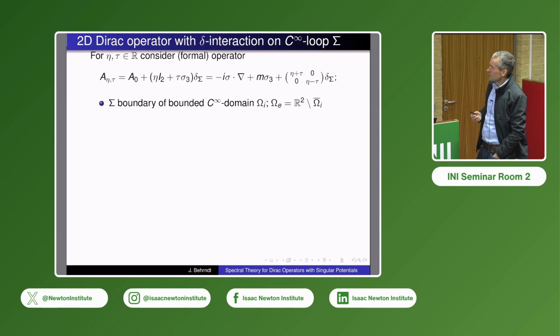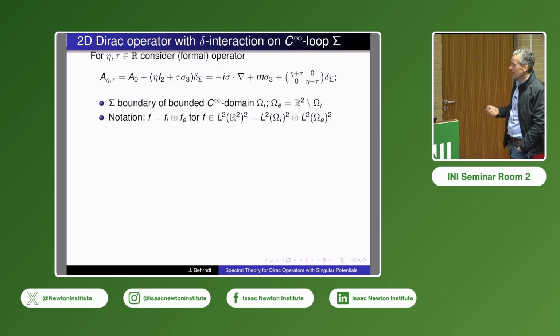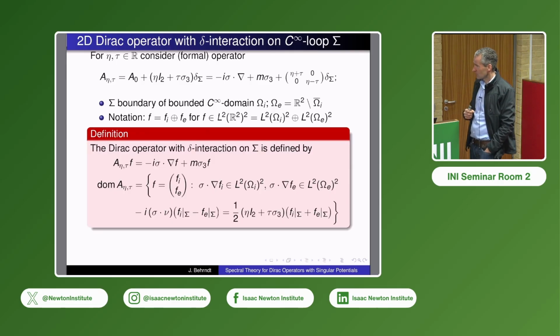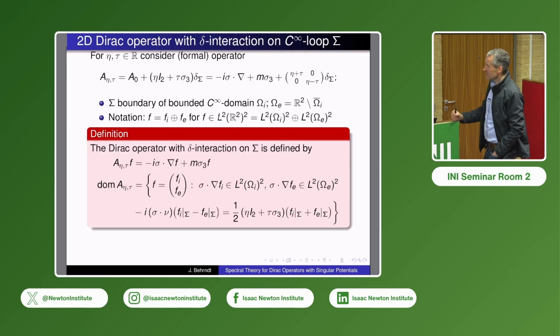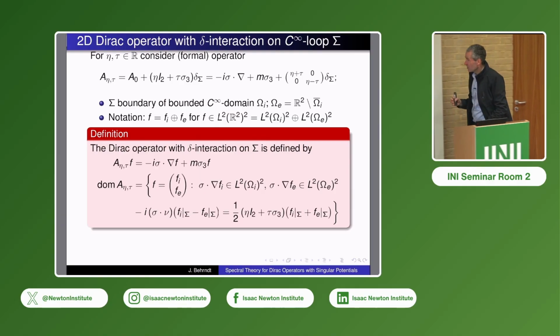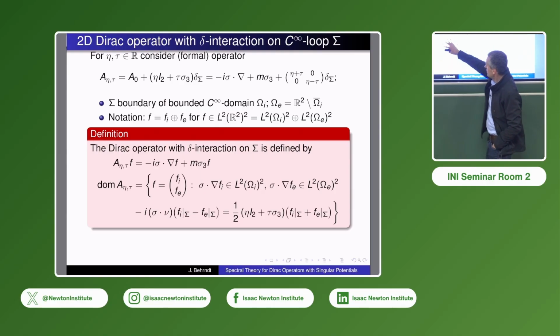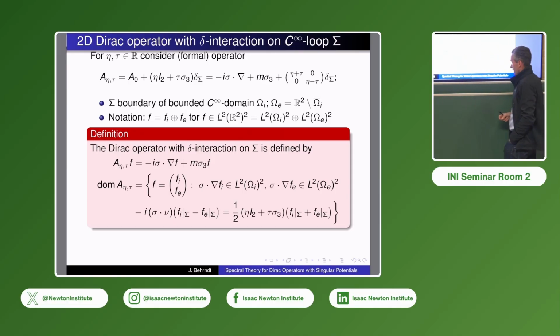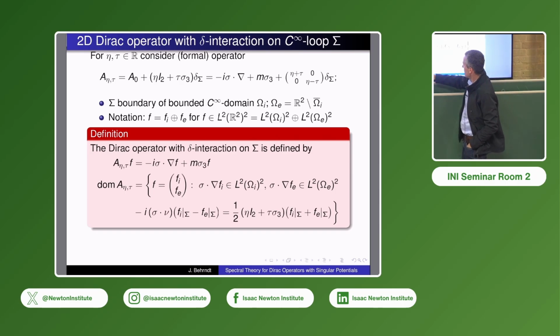We are in the C infinity smooth case, and I'm using the same notation I had on the board before. So here's the definition. And this is why I showed you Schrödinger first, because Dirac looks more complicated. In the end, it isn't. So the philosophy is the same. You see, the action of the operator is the same. You don't see any distribution here. But now something's going on in the domain. And maybe we just look at the main issues here.